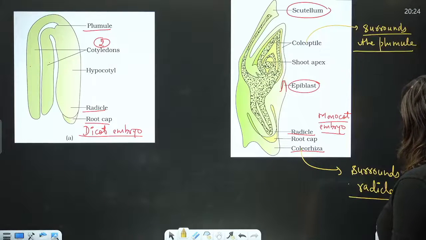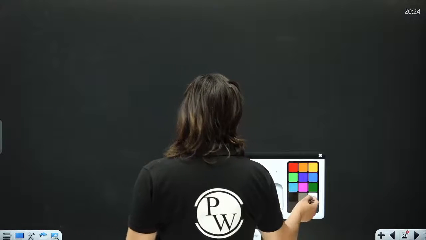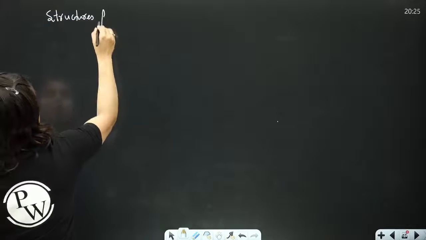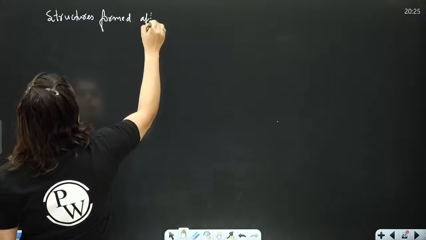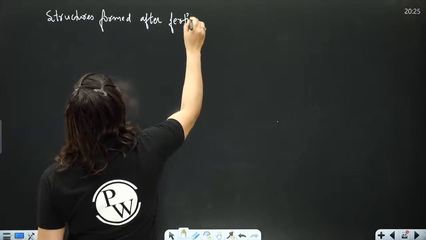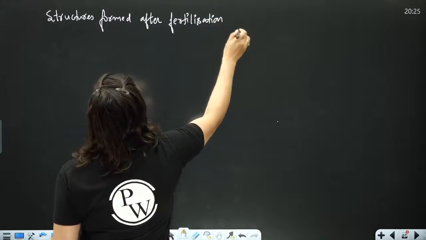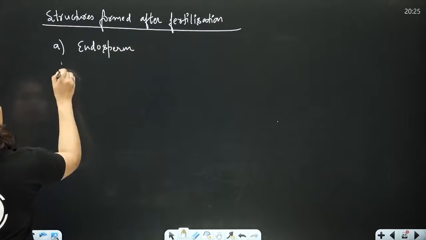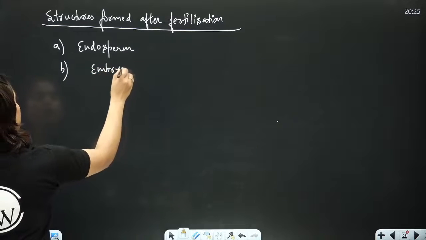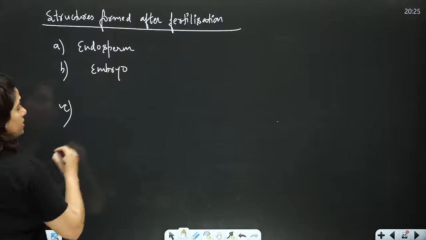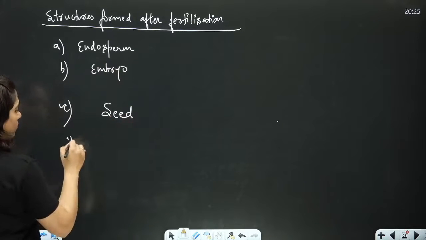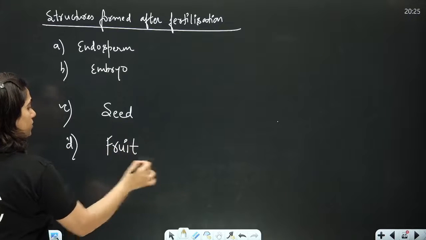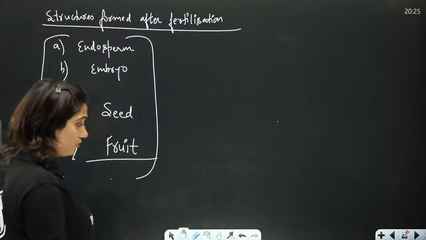Okay. So now let's see structures formed after fertilization. What are the several structures that are formed after fertilization? So we have just read first endosperm. Now we know how endosperm gets formed and what is the function of endosperm. Second, embryo, right? Then the third is the seed, then the fruit, right? So these are the structures which are formed after fertilization. So now let's discuss, first let's discuss the seed.